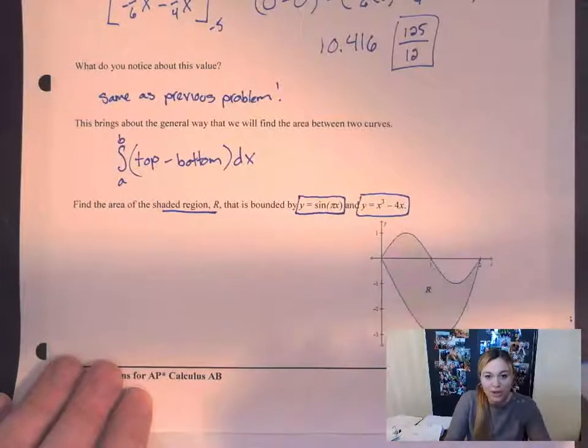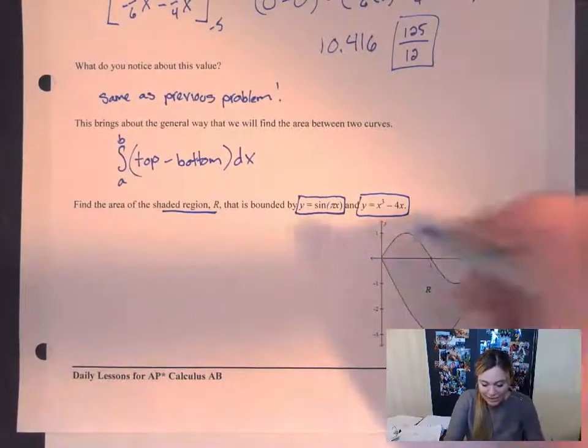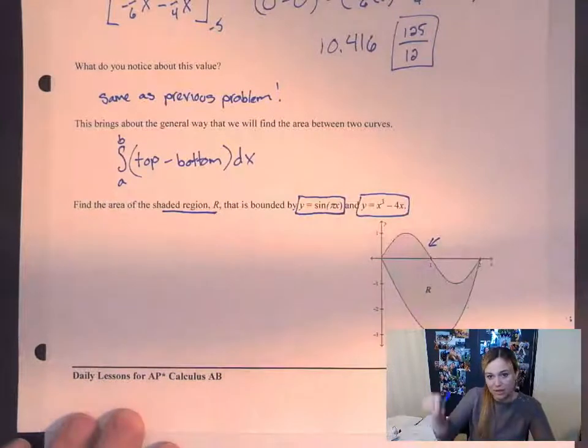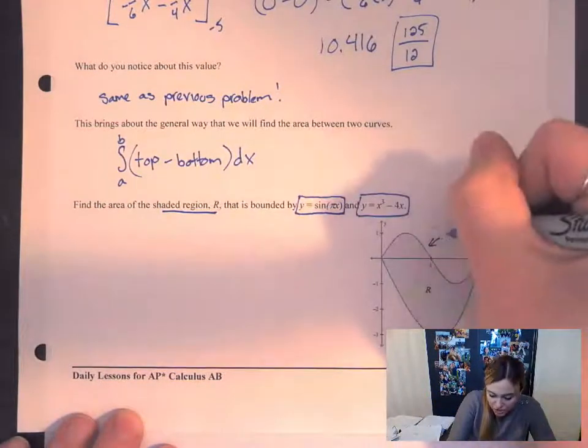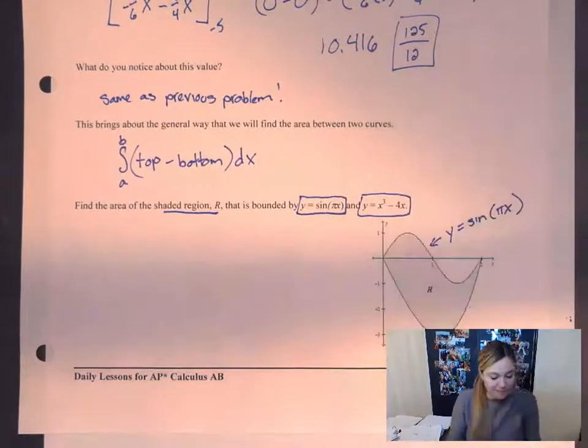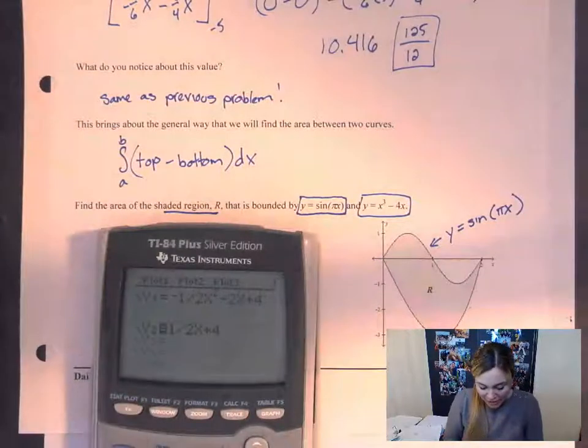Okay, but we've got this area we're trying to find, and you just have to figure out which one's which. So if you didn't know automatically by looking at this that this was a sine curve, and you're like, oh, that's nice, it's going up and down, and you weren't really sure of that, the way that you can check is if I graph both of these.